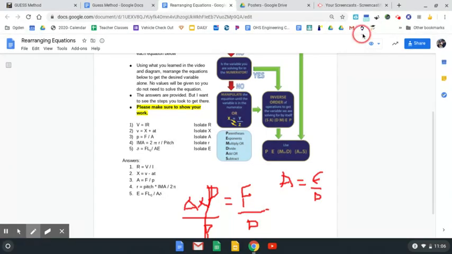Okay, so hopefully that'll help you. And again, just rearrange these equations and show your work. Show me, just like I did here, show me how you got to this answer.